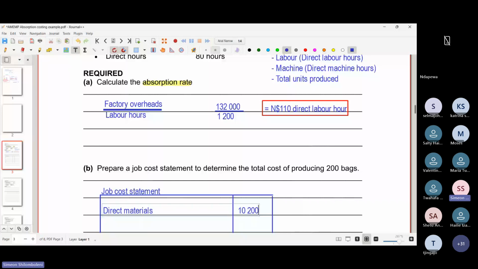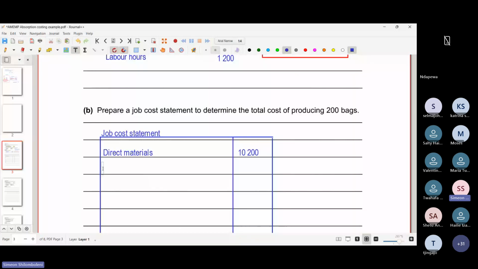And then direct wages, the people that are busy with the material, direct wages is 4,400. And then we are going to get prime costs. Prime cost, we already know from last year, is the sum of all your direct expenses. We got 14,600. Now we already know by now, after I explained, that the story does not end here.